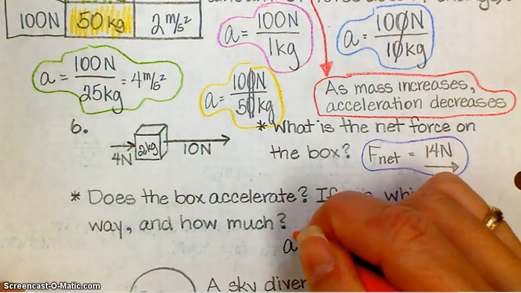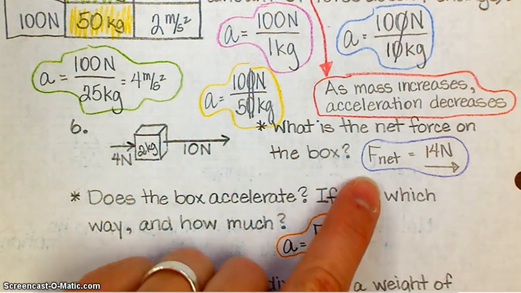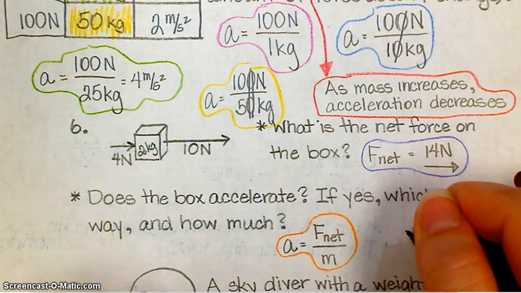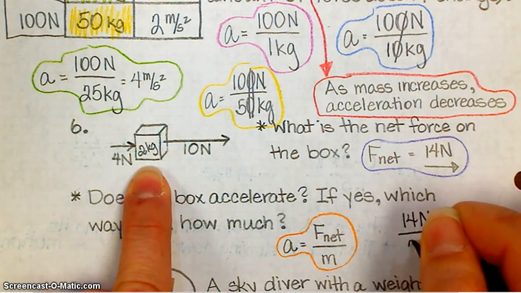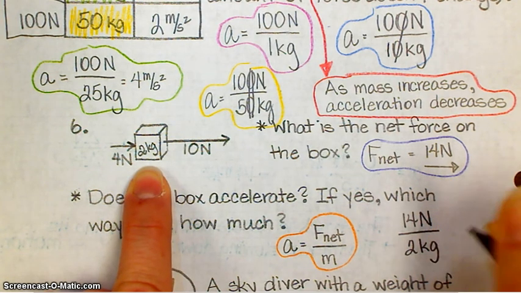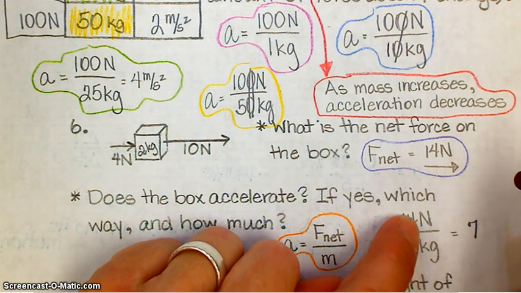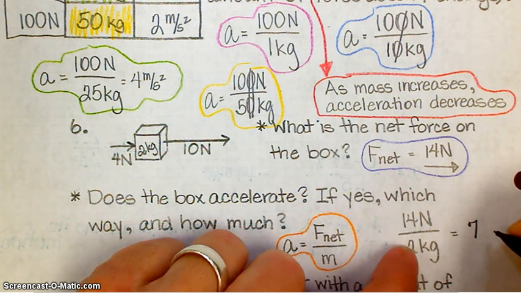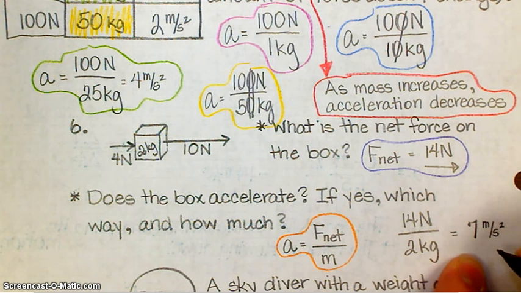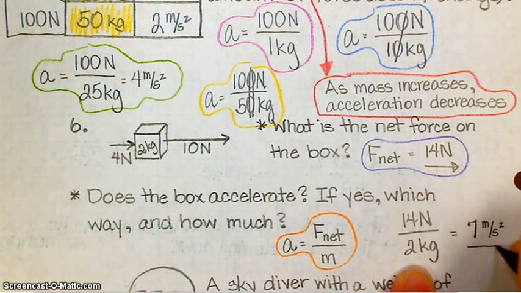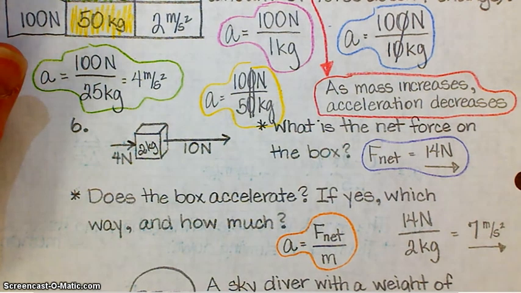Okay, so there's my formula. Acceleration is net force divided by mass. The net force we got up here, so 14 newtons. Looking at the box's mass is 2 kilograms. 14 divided by 2 is 7. And again, if you'll think of newtons really as kilograms times meters per second squared, then the kilograms cancel and you're left with meters per second squared. So it accelerates at a rate of 7 meters per second squared. It's going to accelerate to the right because that's the direction of the net force.